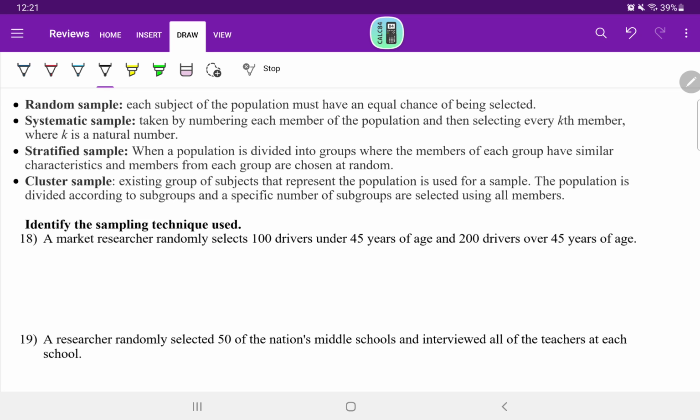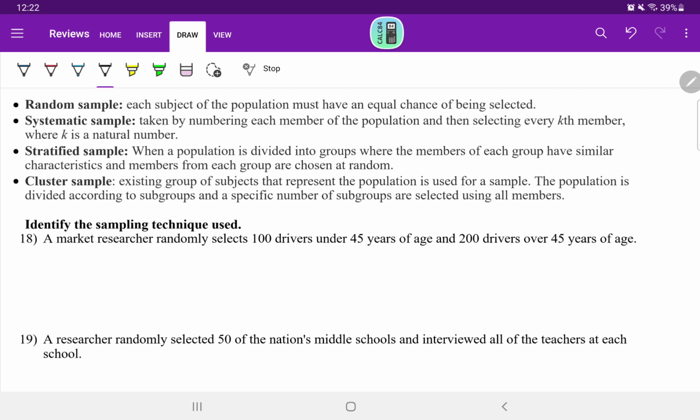So, not to confuse stratified and cluster, yes, they both have dividing of groups. Stratified is based on a characteristic and cluster is based on a location. Stratified is you're picking from every group after you divided it based on a characteristic. Cluster is out of the groups that you already have, you are picking a certain amount of groups at random. And when you pick those groups, you're using everyone a part of those groups.